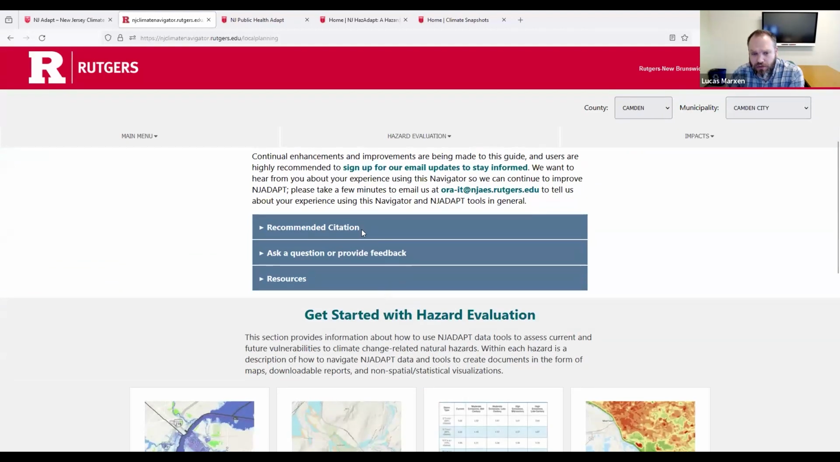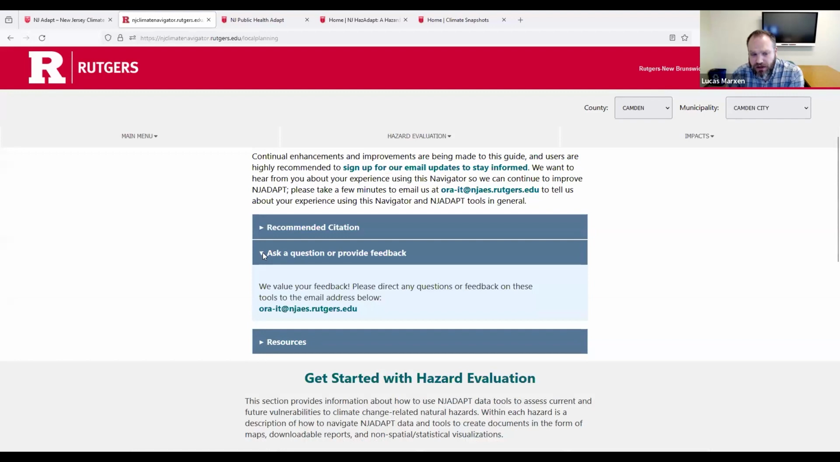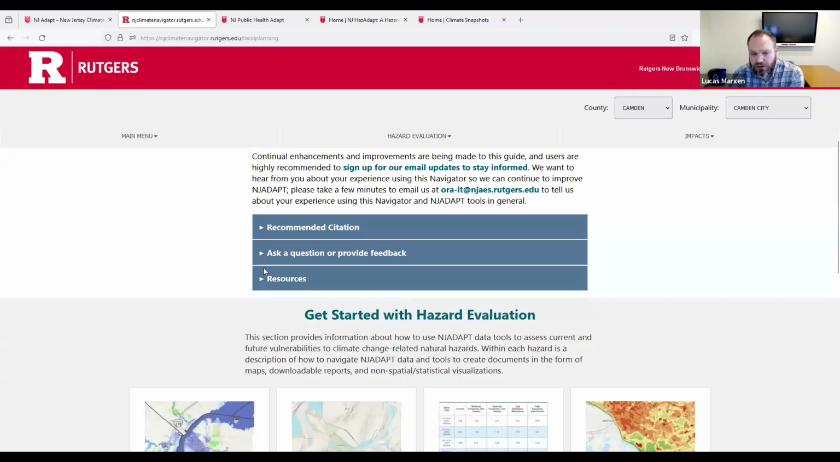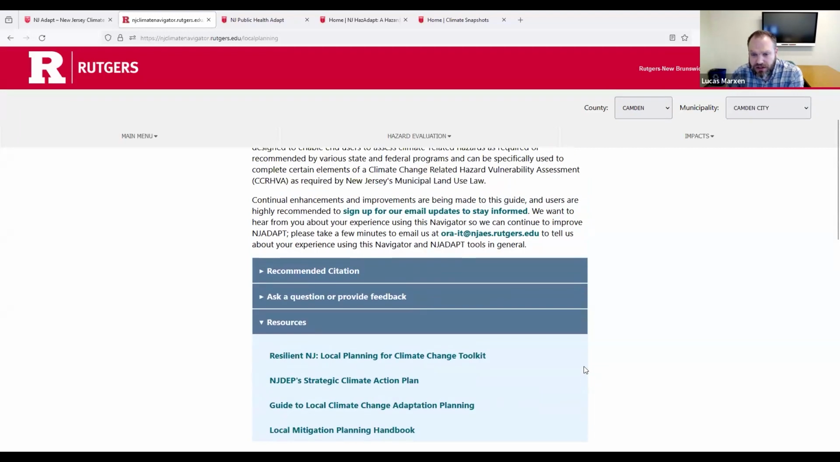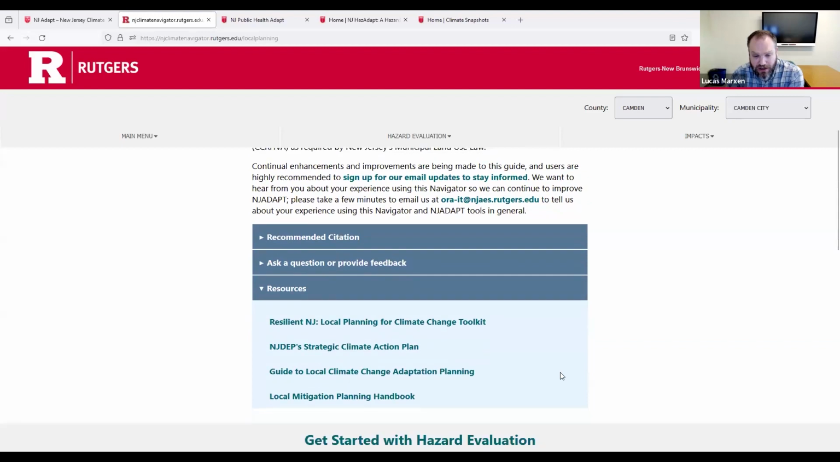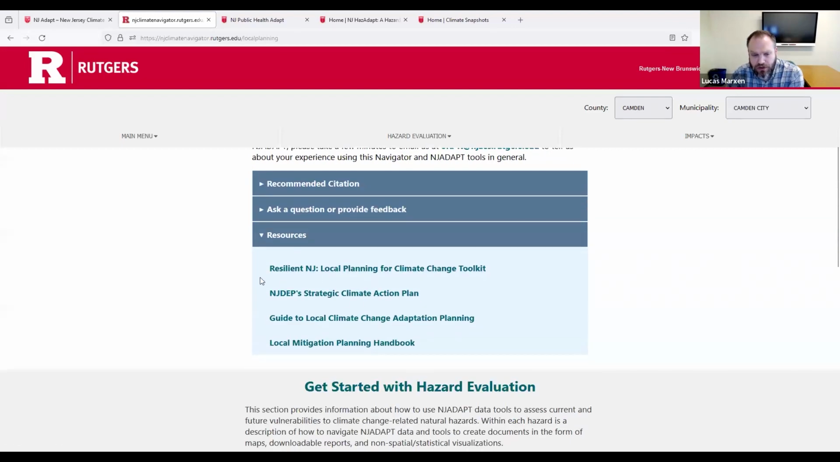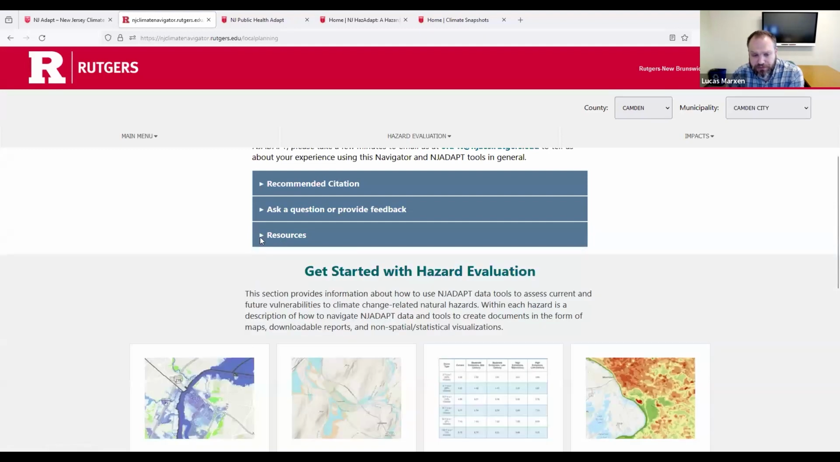And then as you go through the home page here, you'll see we have a recommended citation for the data. We have a section here on where to send emails if you have any questions or you want to provide feedback on the tool. And then we also have a list of resources related to the CCRHVA requirement of the MLUL, so considering things like the Resilient NJ Toolkit, NJADAPT Strategic Climate Action Plan, and things of that nature.